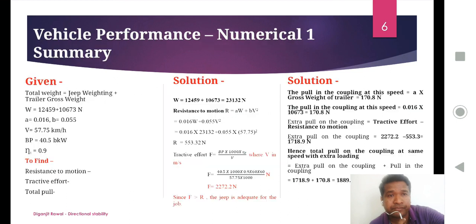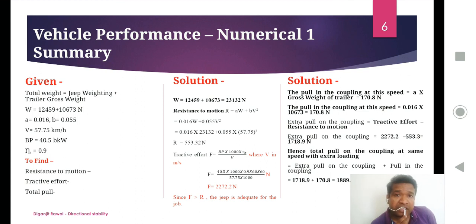Next, this is the summary for numerical 1. We first read the numerical completely with full concentration. Then in step 2, we find out what are the givens in the numerical. Then we check what is to be found out, what is to be calculated in this numerical. Our given is total weight equal to jeep weight plus trailer gross weight. So we know the value of W, total weight. Then small a, small b are the values given in the numerical.